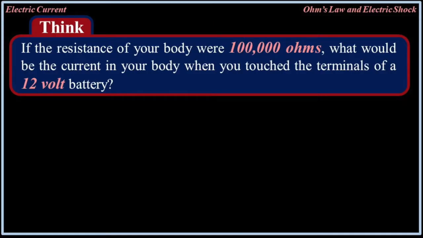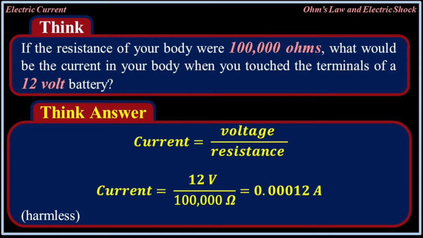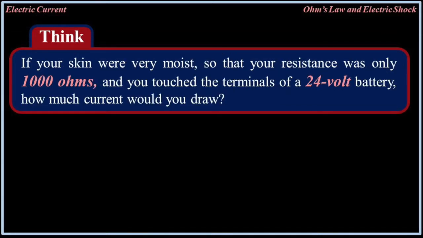Think: if the resistance of your body were 100,000 ohms, what would be the current in your body when you touch the terminals of a 12-volt battery? Current equals voltage over resistance. Current equals 12 volts over 100,000 ohms, which equals 0.00012 amps. Harmless.